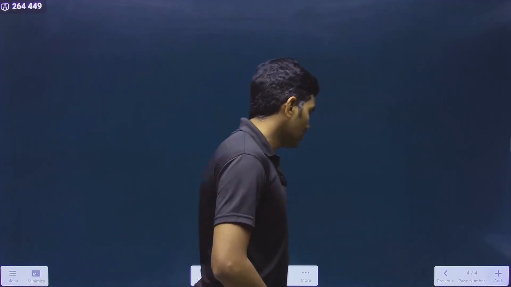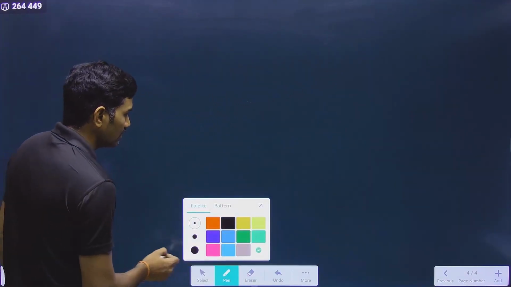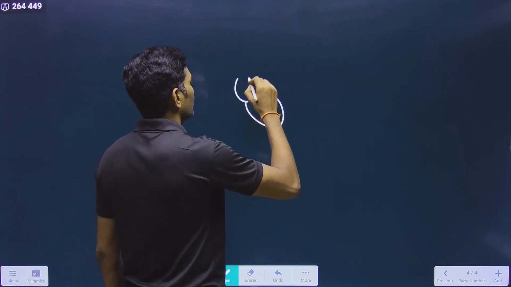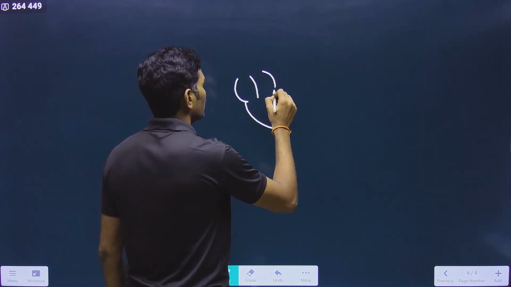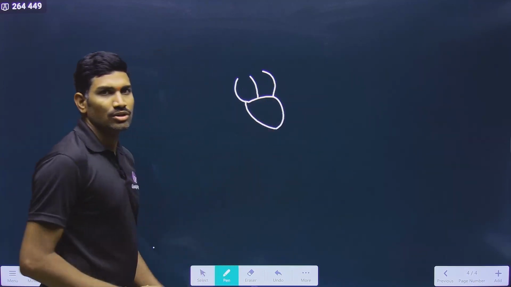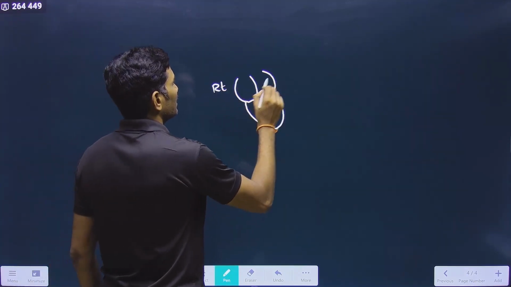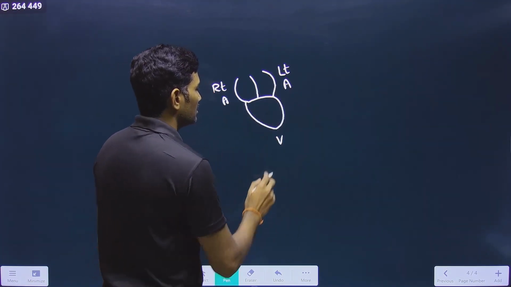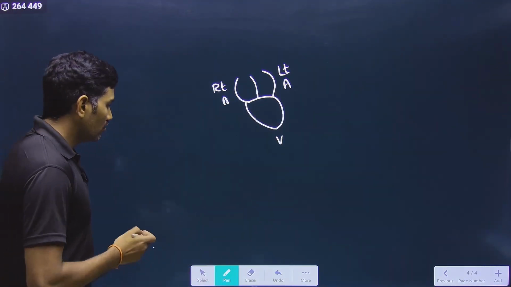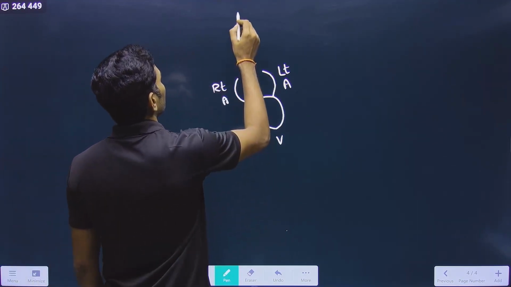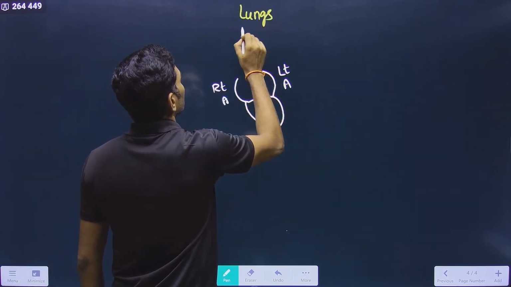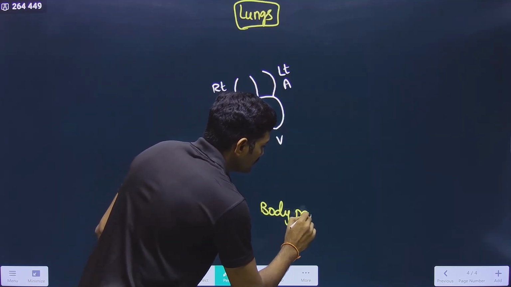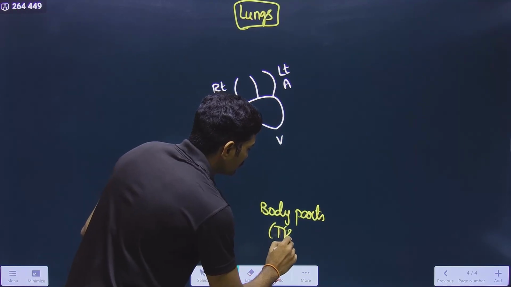Now I will draw the rough diagram so that we will see the sequence and everything. Now observe carefully. This is the one ventricle. These are two atria. This is the right atrium, this is the left atrium, this is the ventricle. A means atrium, okay? This is the single ventricle. Nice. Now what do we need to talk about? We need to talk about the lungs here. And we need to talk about the body parts. Body parts means tissues.